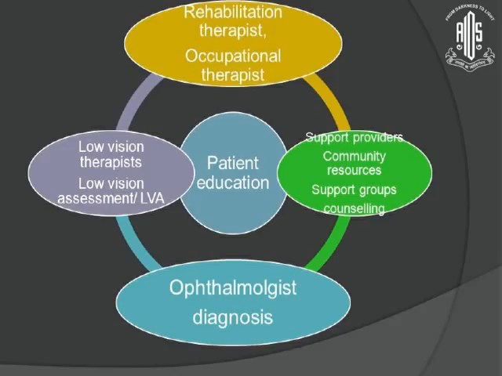So, the model for rehabilitation services: as ophthalmologists, we make the diagnosis and try to treat the disease in possible ways. If not possible, we refer them to a low vision therapist who makes a low vision assessment and provides the low vision aid. But this does not stop here. Further, the rehabilitation therapist, occupational therapist, other support providers in the community and counselors, all these people have a very important role in helping these unfortunate individuals attain their full potentials.